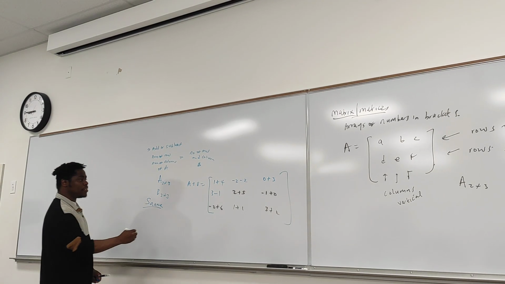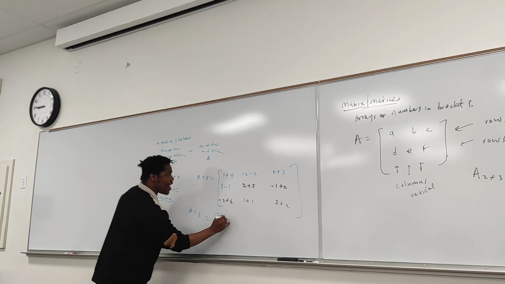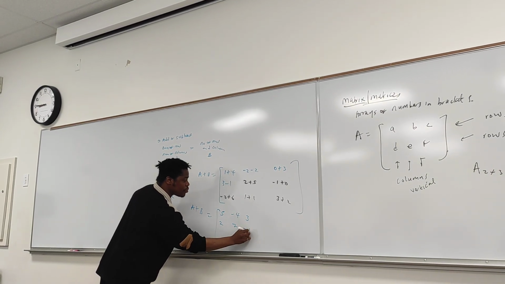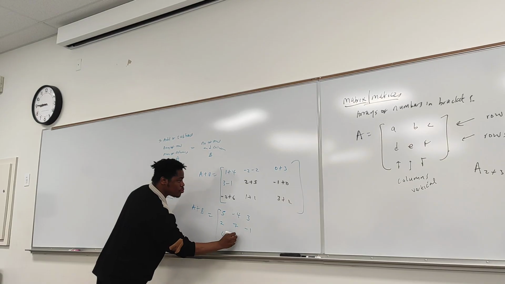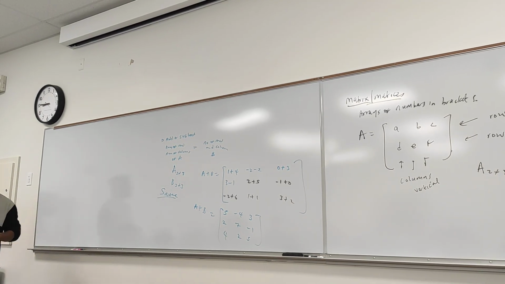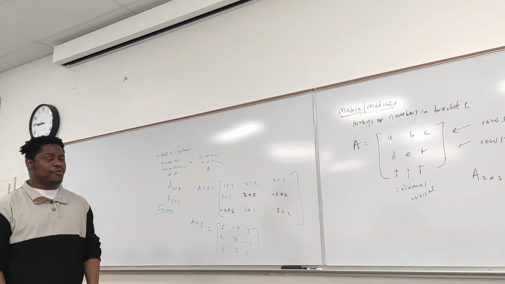So A plus B gives 5, minus 4, 3, 2, 7, minus 1, 4, 2, and 5. Did you get the same? Great.